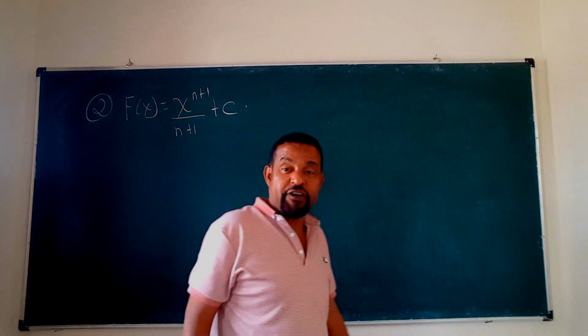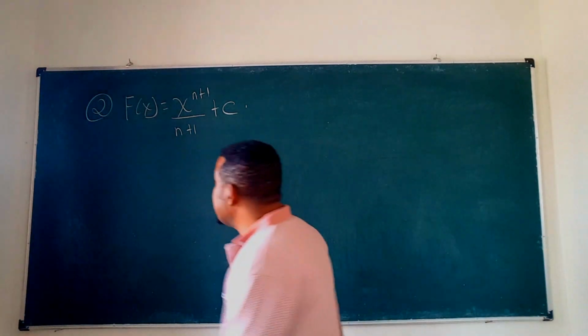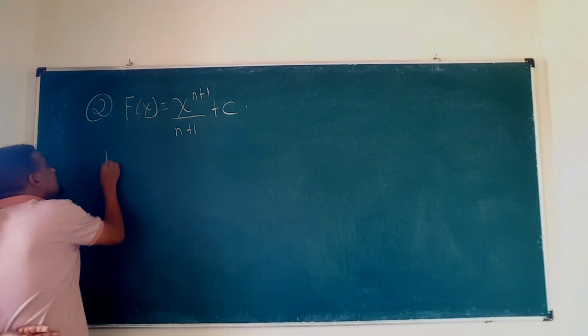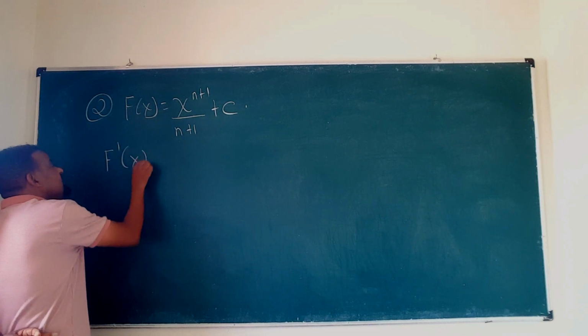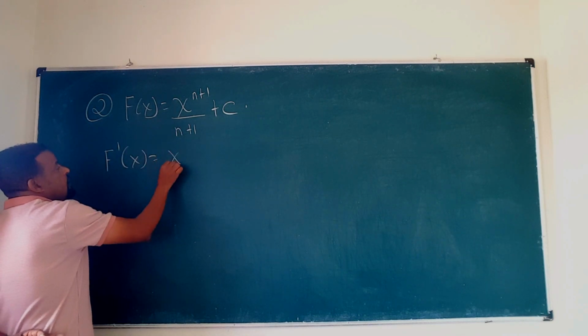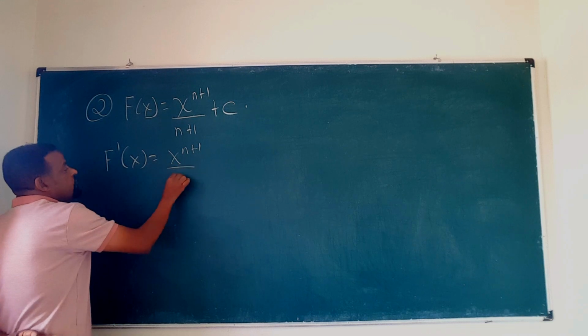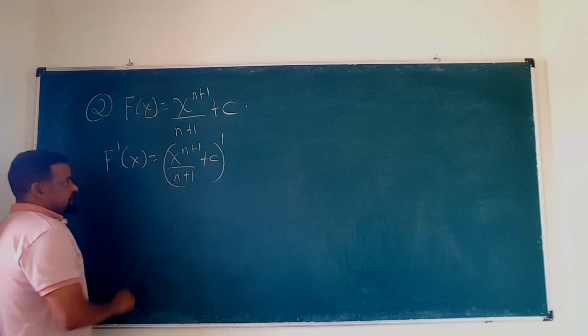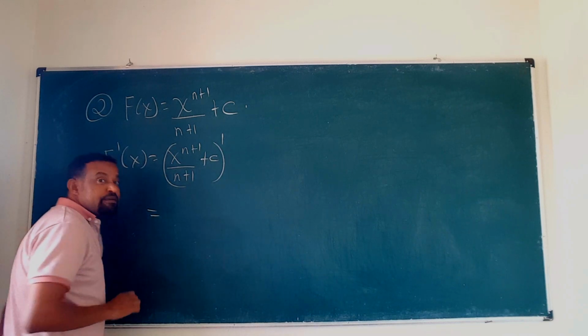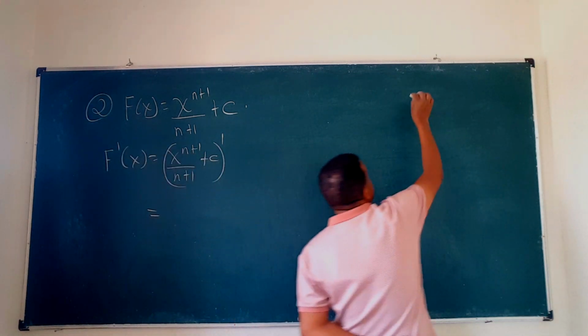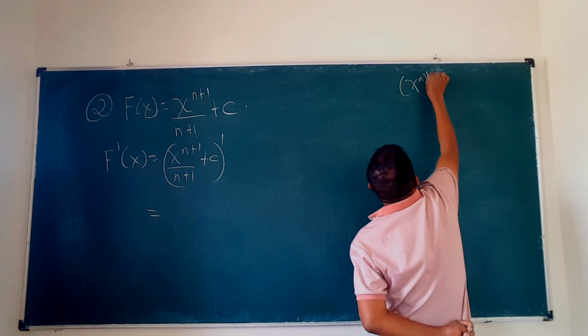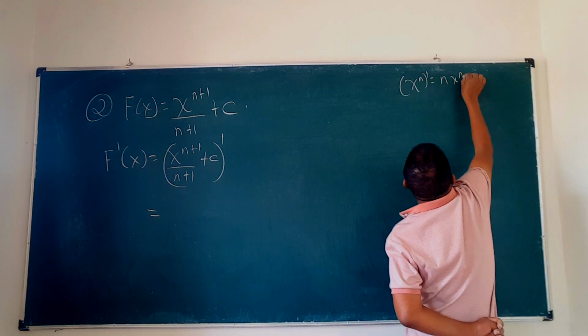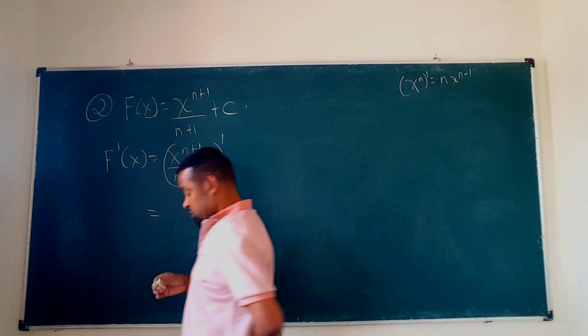This is a capital F of x, right? Now let's find the derivative of this function. Capital F of x derivative means the derivative of x to the power of n plus 1 over n plus 1, of course plus C. Now remember the derivative of a power function: the derivative is given by n times x to the power of n minus 1.